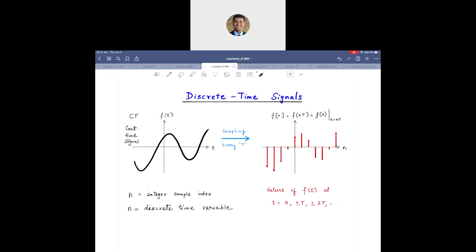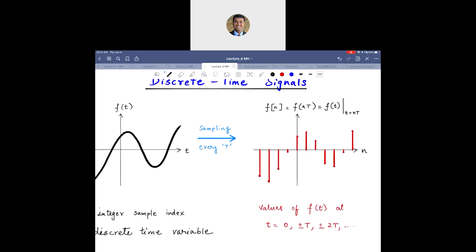So it goes from 0, plus or minus 1, plus or minus 2, 0 is also included, and so on, right? It increases in both directions. It's going to be an integer sample index. So let me mark those values here. 0, 1, 2, 3, and so on. This is -1, -2, -3, and so on. So that's your x-axis n. That's the discrete time variable.